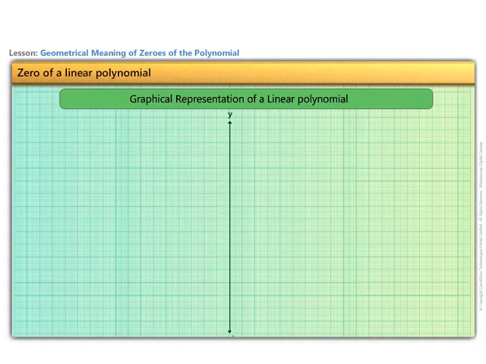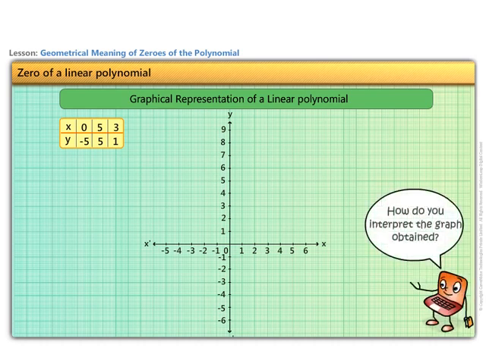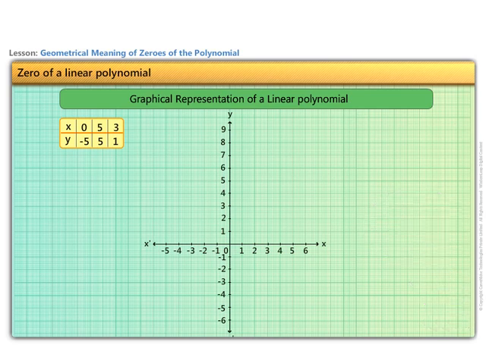Consider a linear polynomial 2x − 5. Plot the graph of y = 2x − 5 by computing values of y for different values of x and tabulating the values obtained. How do you interpret the graph obtained? We see that the graph for this linear polynomial is a straight line that intersects the x-axis midway between x = 2 and x = 3, that is, at the point (5/2, 0).